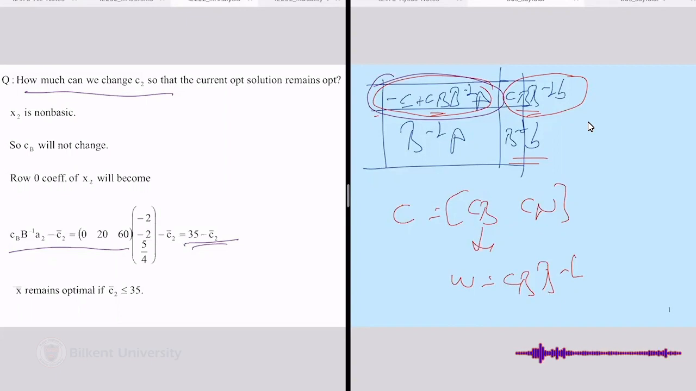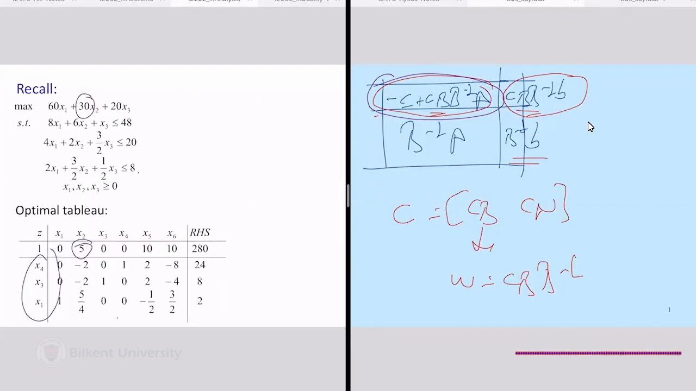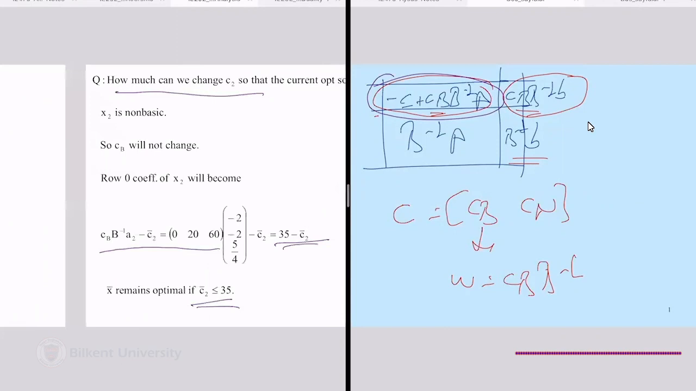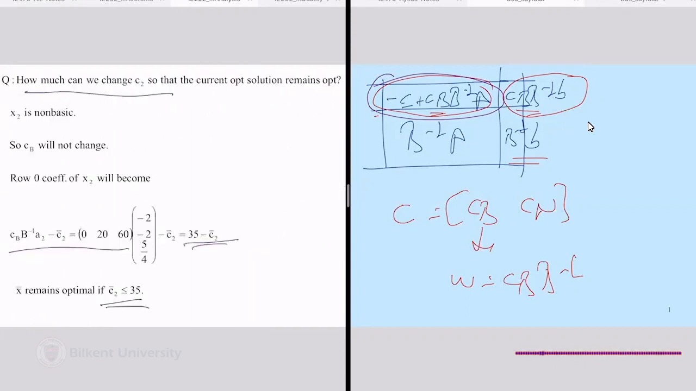35 minus 30. So as long as C2 is less than or equal to 35, the current solution will remain optimal with the current simplex table. Nothing changes. Only this entry will change. If it is 36, I'll be seeing a minus 1 there, so X2 wants to enter. If it is 40, for example, I will see a minus 5 there, because the value is 35 minus C2 tilde.